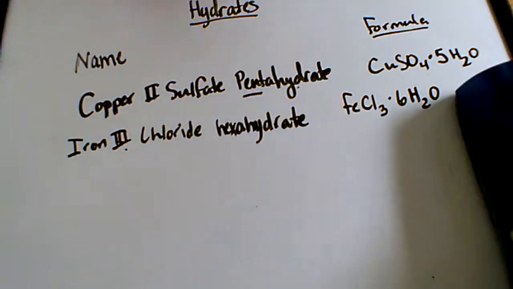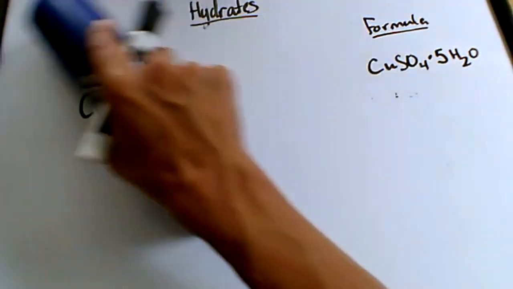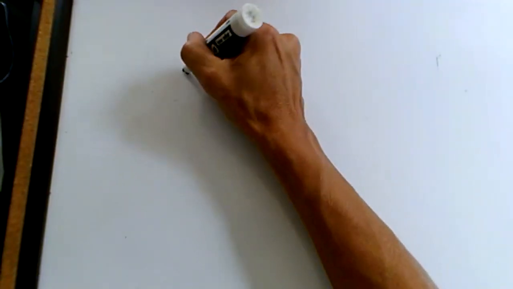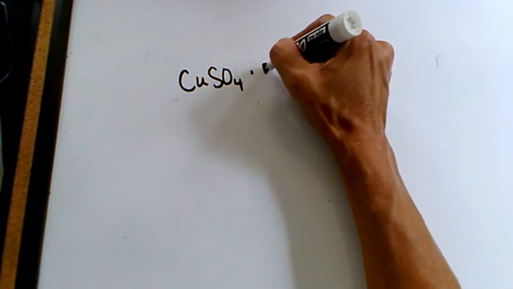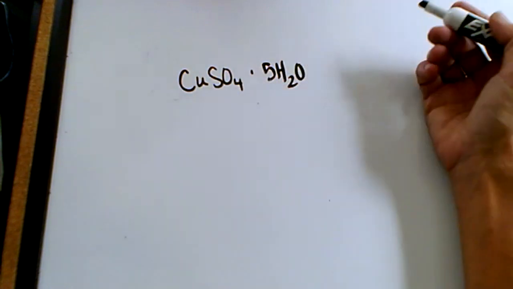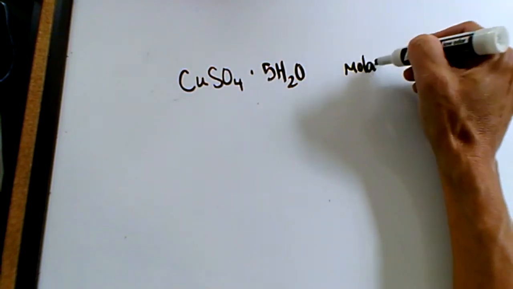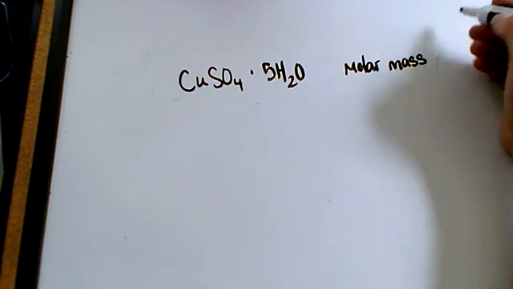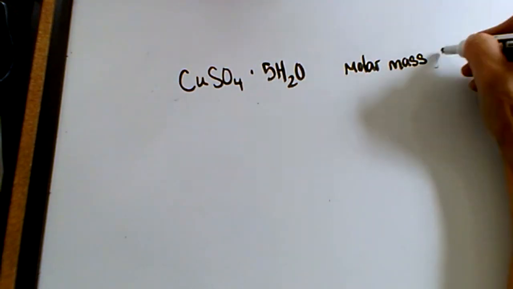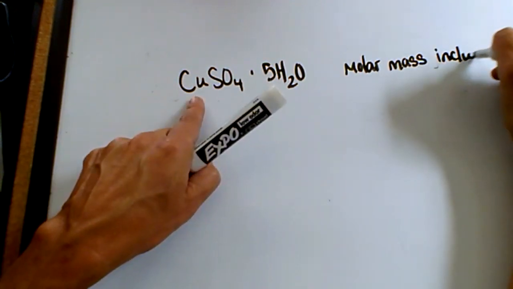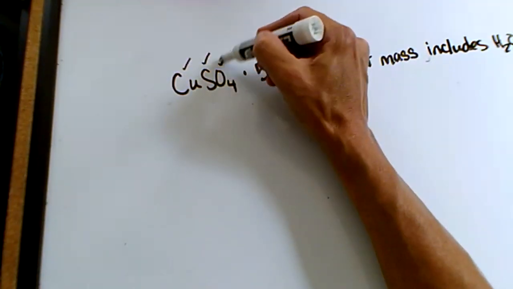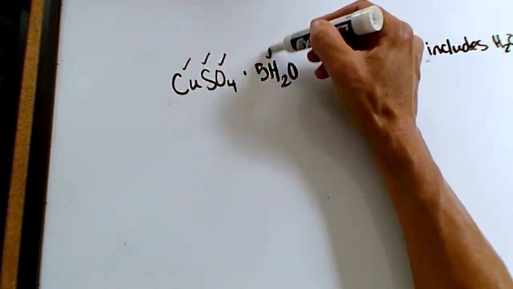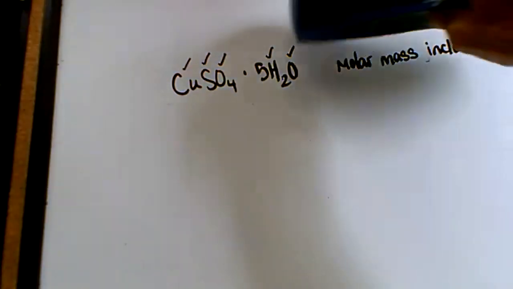All right. Another thing to realize is that when it comes to these hydrates, these are common questions I receive. If you are asked for the molar mass of a hydrate, yes, you include the water. So if I needed the molar mass of this compound, I would have to get the copper. Let me write this real quick. Includes water, right? I would have to get the copper, the sulfur, these 4 oxygens. I would get these 10 hydrogens and then another 5 oxygens, okay?